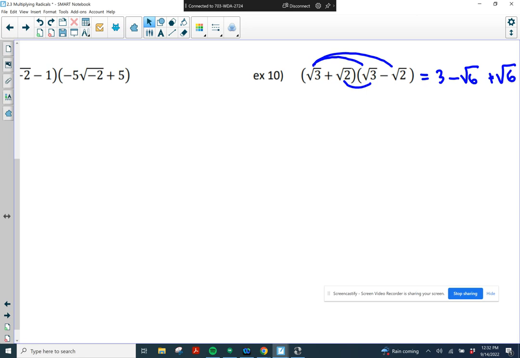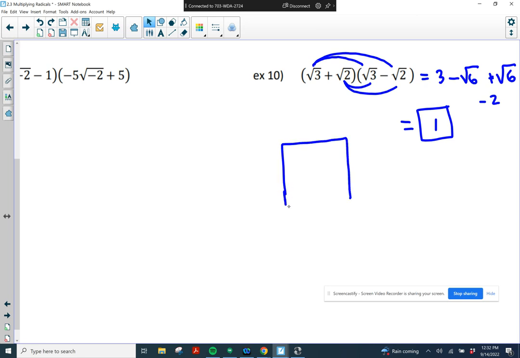I've run out of room, so I'm just going to go down a little bit. Minus, because a positive times a negative is negative, square root 2 times square root 2 is 2, because it's the square root of 4, right? Square root 2 times square root 2. Think about what it is. It's a 2. So what do I have? I have the square root 6's wiping each other out because one's negative, one's positive. I have 3 take away 2. My answer is 1.